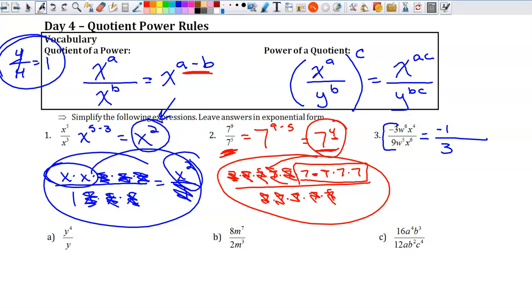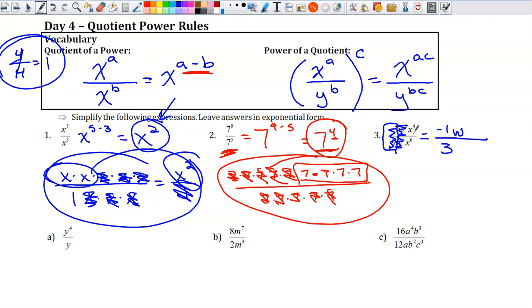When I look at the w's, I have 6 on top and 5 on bottom. So who's going to win? The top, because there's more of them. How many are going to be left after they fight? There's going to be a single w left on top. Now I wrote the 1 up there as an exponent, but if I just have a single w, I don't need that 1. Don't get used to writing it. It's not wrong, but you'll never see it in multiple choice land. So I've taken care of coefficients. I've taken care of w's. Now I've got to play with x's.